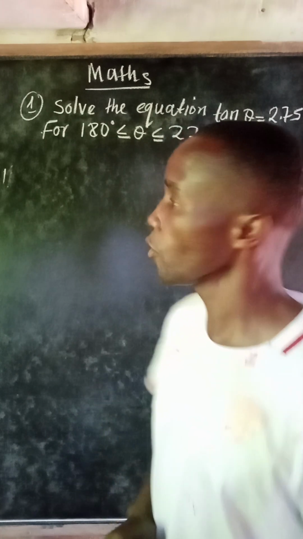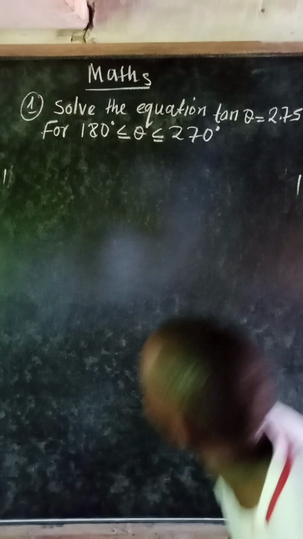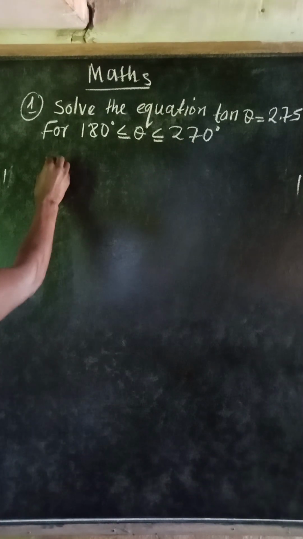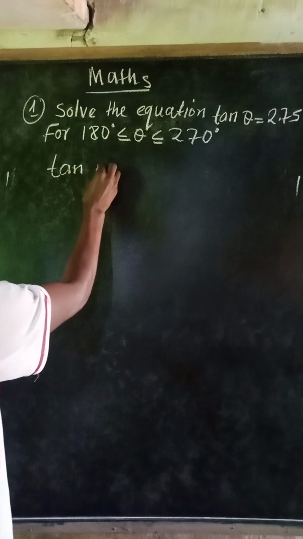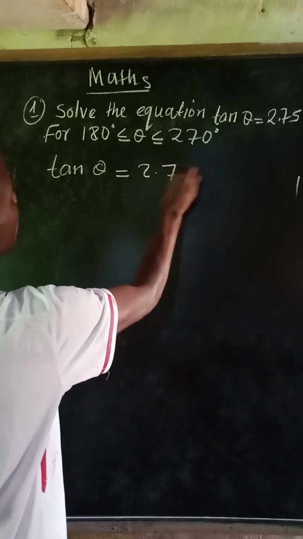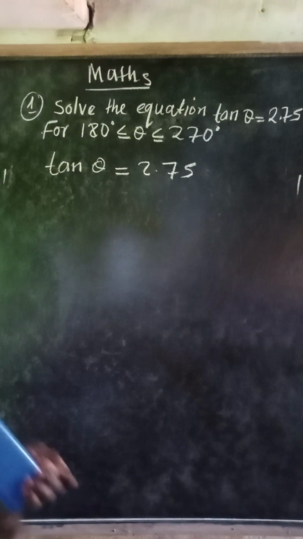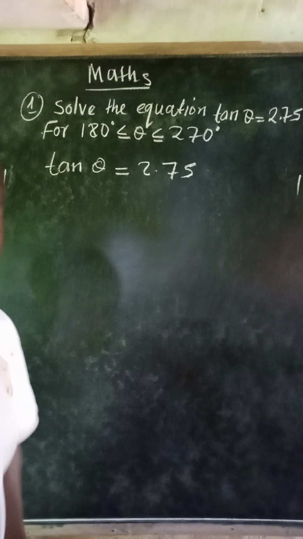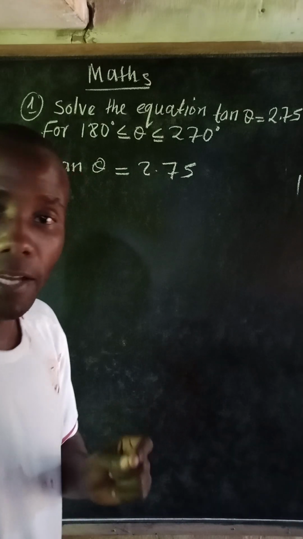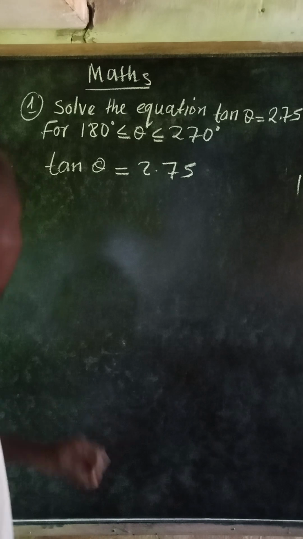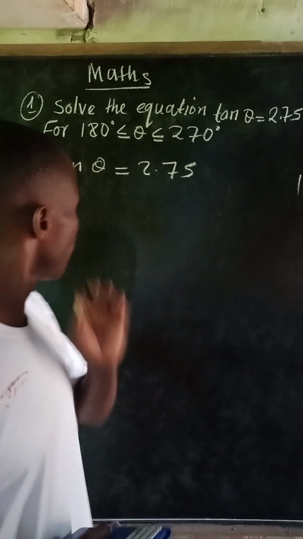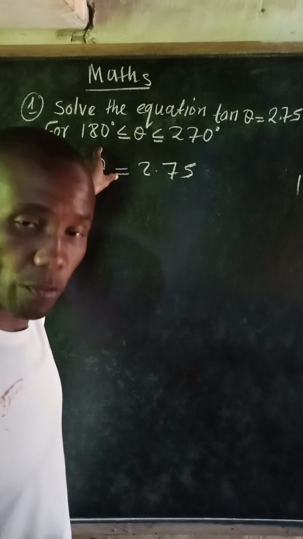All right. Okay, so now how are we going to solve this equation? We are going to write it the way it is: tan theta equals 2.75. Now when you are asked to solve the equation, they are telling you to find the value of theta. How do we find the value of theta? You can find the value of theta when you inverse the ratio which is tan.